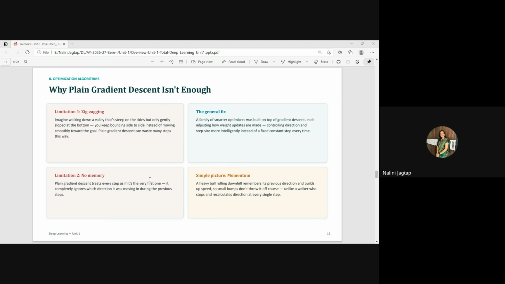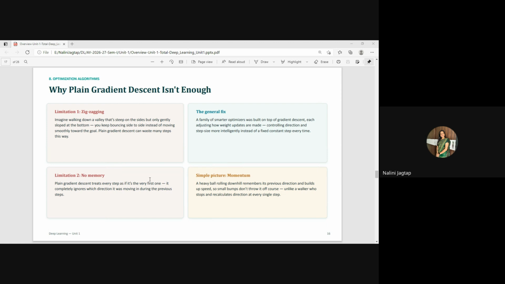Plain gradient descent, taken at face value, has two genuine shortcomings that become especially apparent in real world training. The first is the tendency to zigzag. Picture a valley that is very steep along its sides, but only gently sloped along its floor. Descending such a valley using nothing but the local slope and stepping downwards causes you to bounce back and forth between the steep walls rather than gliding smoothly along the gentle floor towards the true bottom.